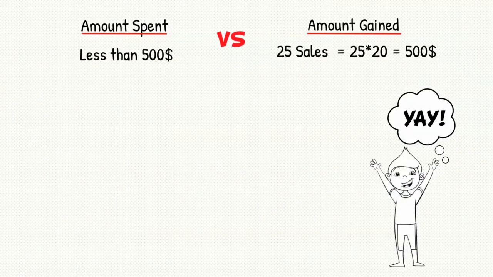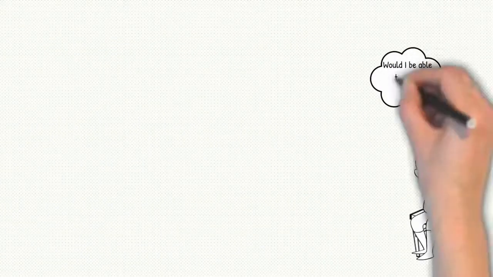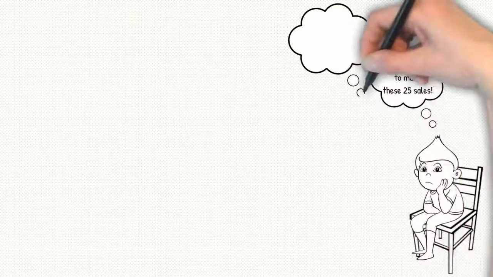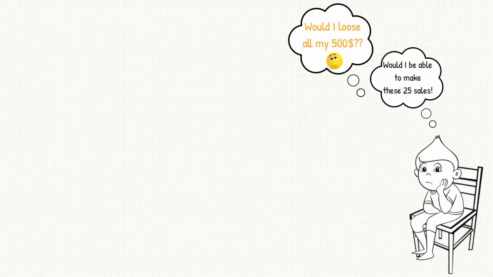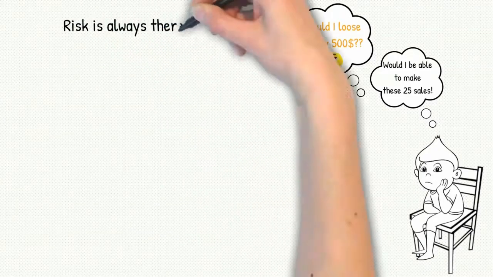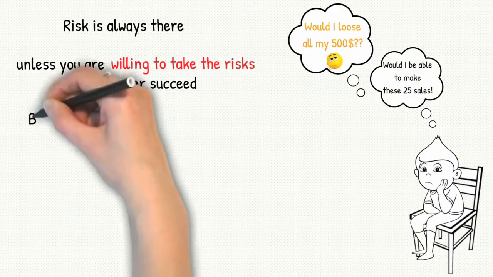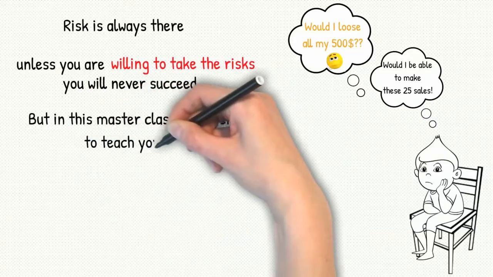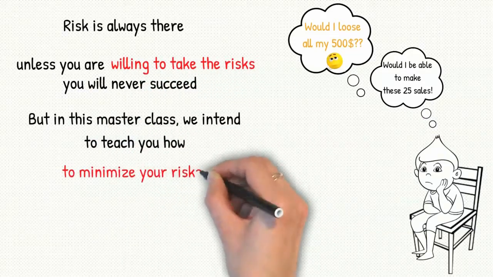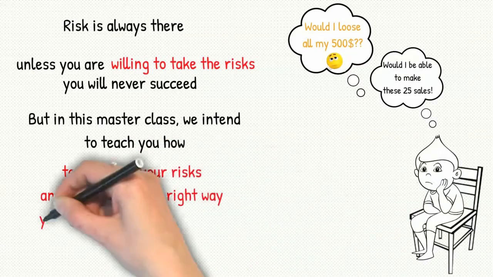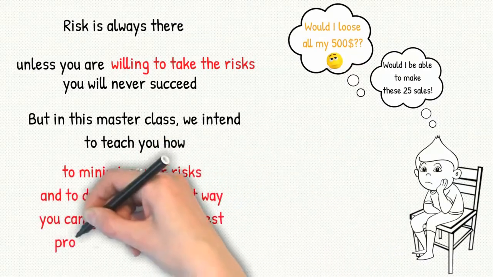What I mean is, if you spend less than $500 to get these 25 sales, you are still profitable. However, you are not sure that you will get these 25 sales at the end of the week. So, you might be risking all the $500. So what to do? Well, risk is always there, and unless you are willing to take the risk, you will never succeed. But in this masterclass, we intend to teach you how to minimize your risks and how to do things the right way so you can guarantee the highest probability of succeeding.